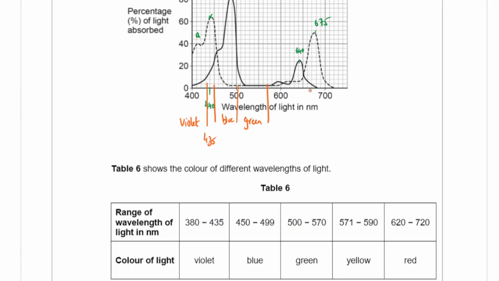571 to 590, that's going to be yellow. And 590, it's slightly going to be on this side, and 620 to 720 is going to be red. Okay, now it's important that you spend a little bit of time to interpret the graph the best way you can before you start trying to answer the question.